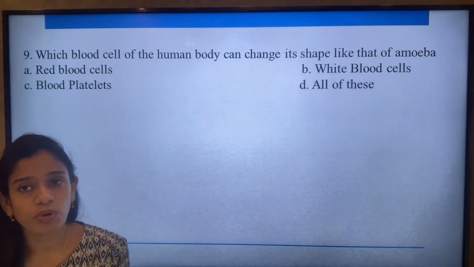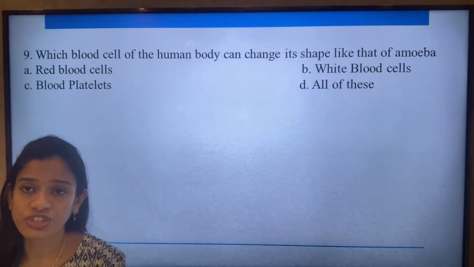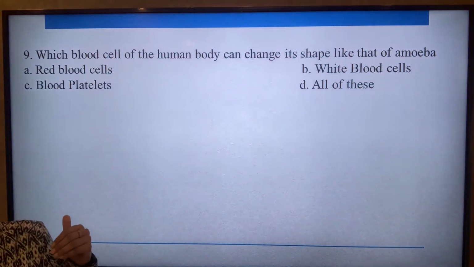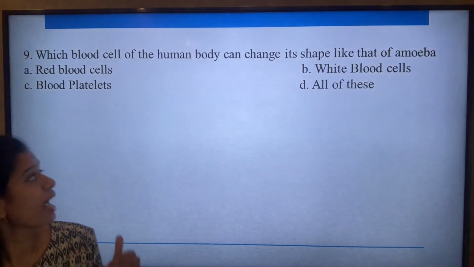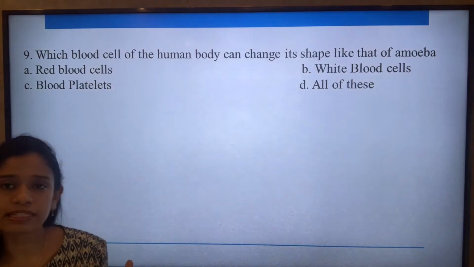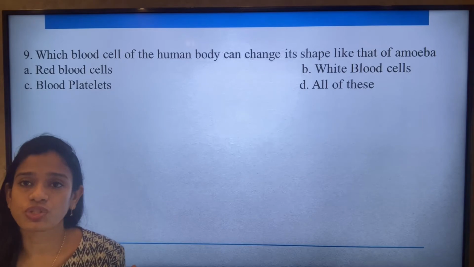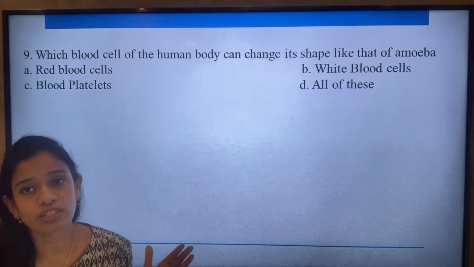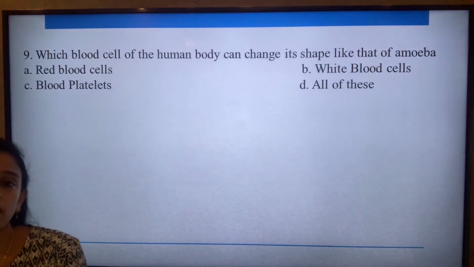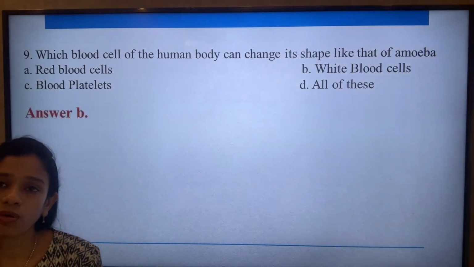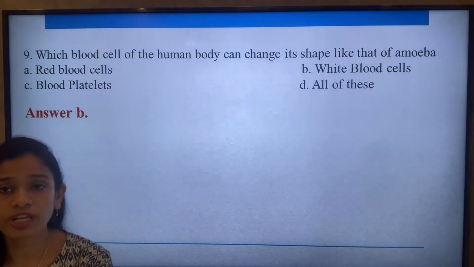So for the human body, which type of the blood cells actually changes its shape like that of amoeba? Is it the red blood cells or the RBC, the white blood cells or the WBC, the blood platelets, or is it all of these? So which of all of these together does it change, or is it only the RBC, WBC or the platelets? So the correct answer is the white blood cells, or option B, which actually changes the shape according to the requirement.